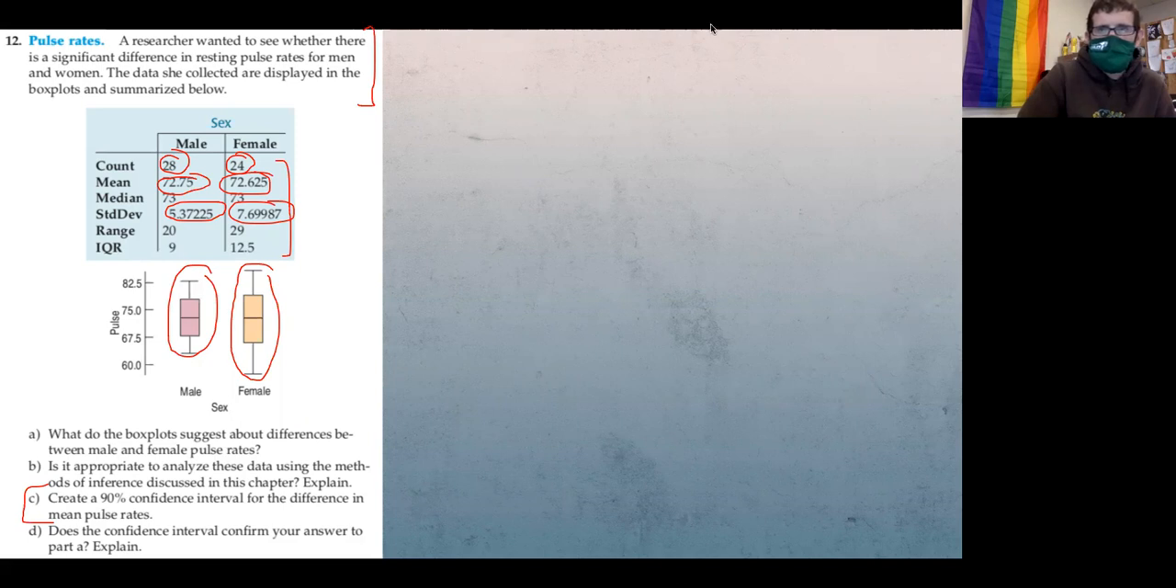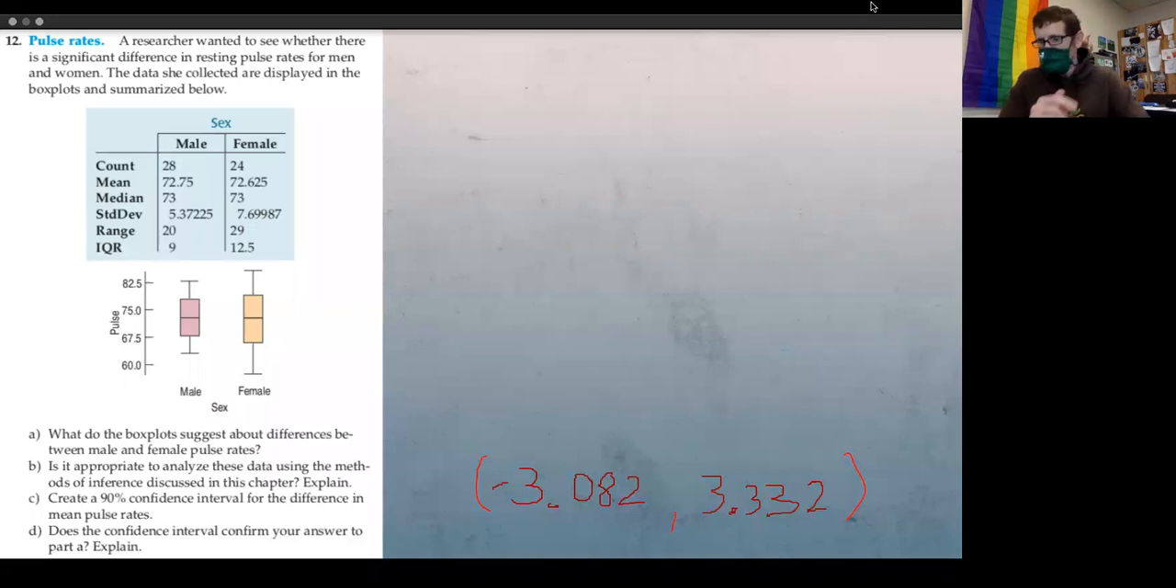So if we look at this, I'm actually going to pause the video real quick. This answer given right here is actually what I calculated as well. If you had switched which one was your x bar sub 1 and x bar sub 2, then you should have roughly the same numbers but flipped, where it's negative 3.332 and positive 3.082. So that should be the only difference if you flipped which one you called the first and second sample.